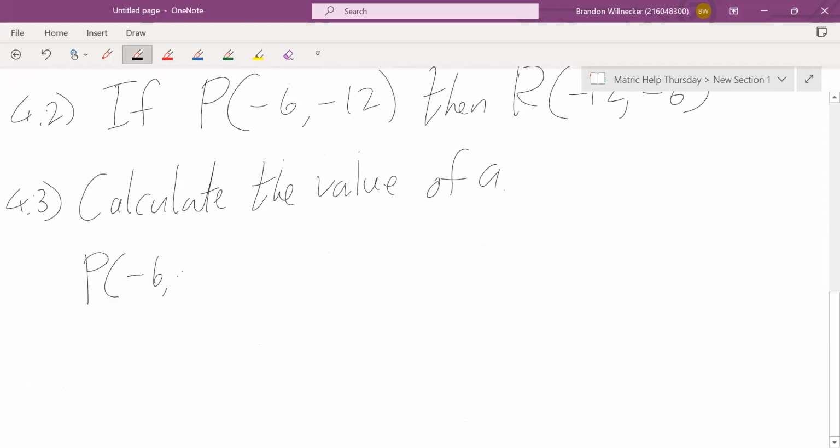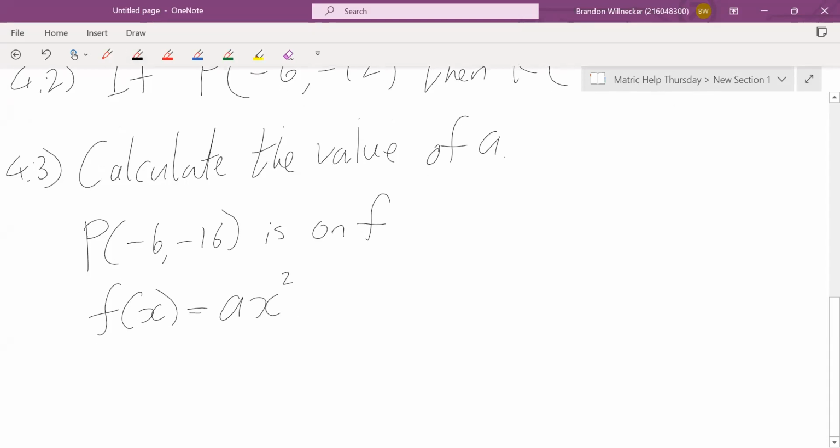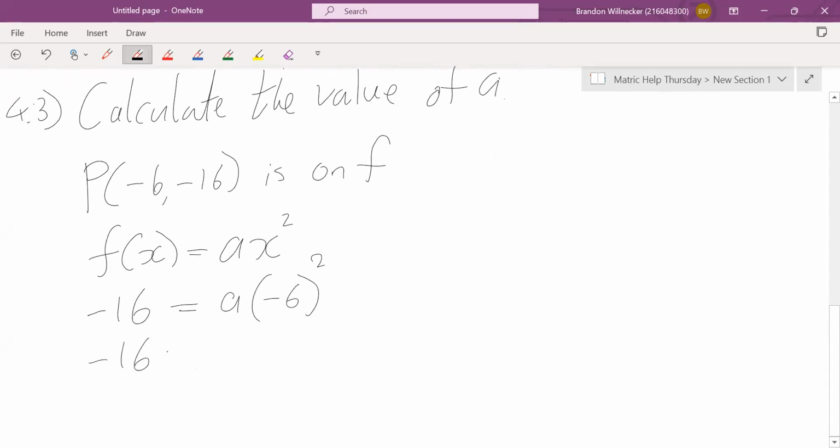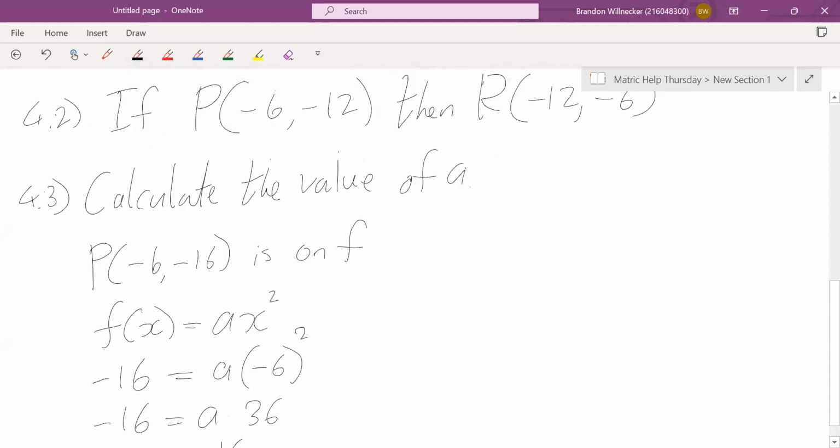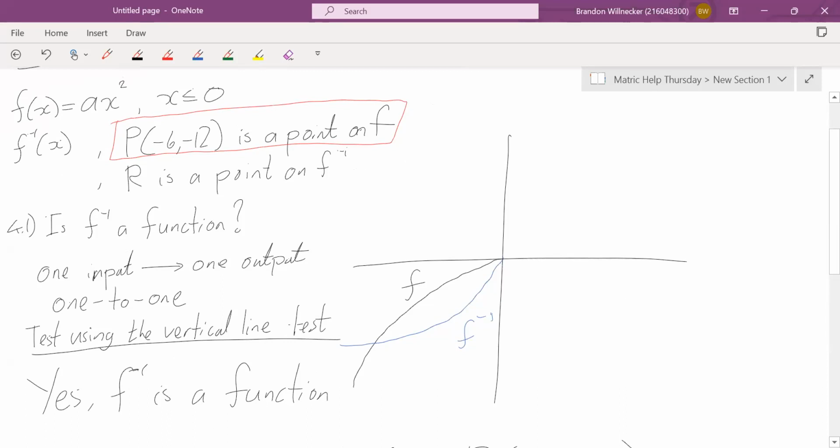So P is (-6, -12) on F. So we can substitute. Remember, f of x was given by ax squared. So the y value is -16. So a, the x value is minus 6 squared. Okay, so we have minus 16 is equal to a times 36. So a is equal to minus 16 over 36. Okay, which makes sense. If a is negative, we expect a sad face parabola. That's exactly what we've got over here.